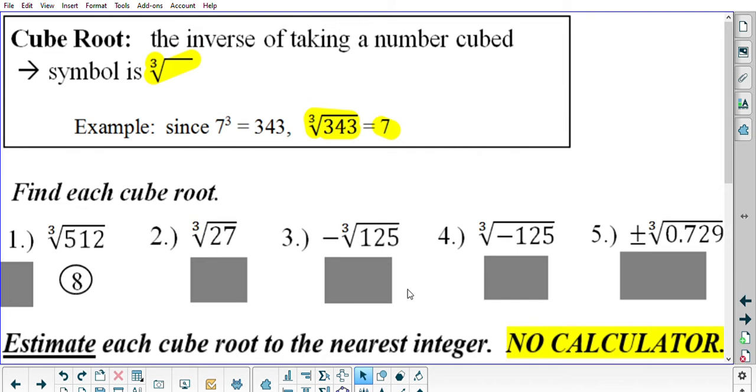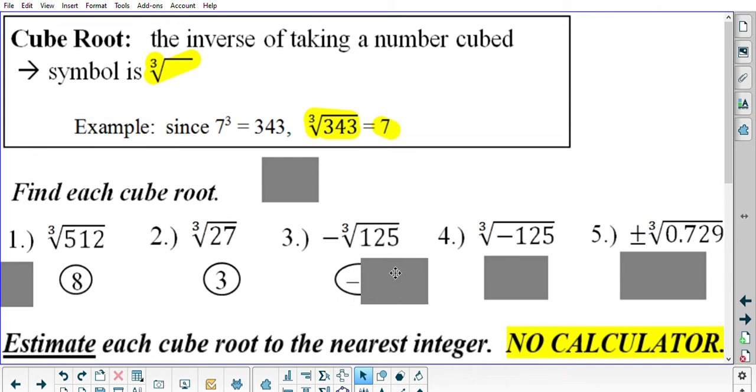Okay, I hope you've done 2 through 5 on your own. Here I go, going over the answers with you. Problem number 2, we have the cube root of 27. That would be the answer of 3. Problem number 3, did you keep the negative sign to the left of your answer? Because this is the negative of the cube root of 125. The cube root of 125 would be 5. Therefore, the answer to number 3 is negative 5.